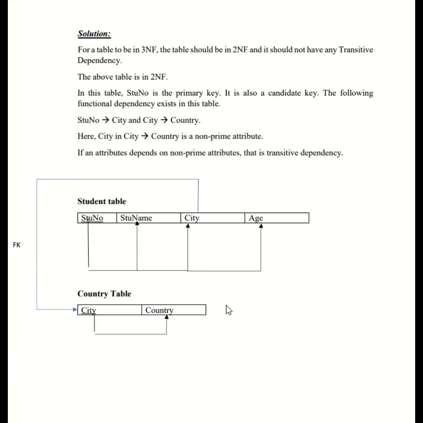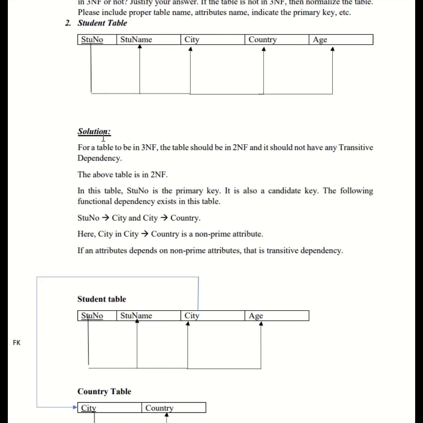The other attributes, keep it in the student table, which is student number, name, city, and then age. Okay. So here, city in the student table references the city in the country table. So foreign key, primary key references. City in the student table is the foreign key. City in the country table is the primary key.